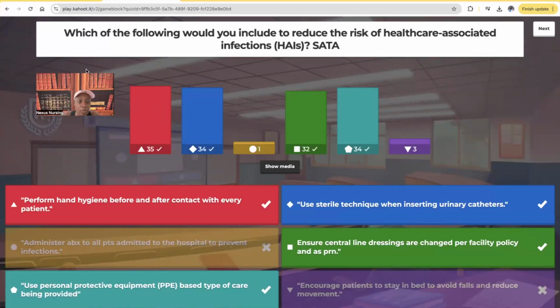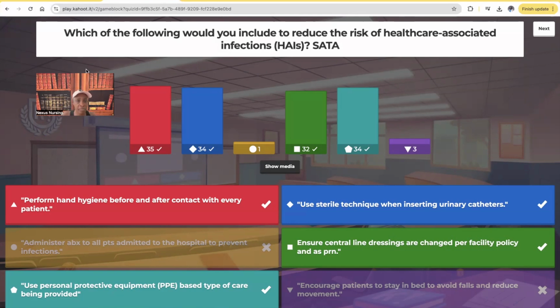Perform hand hygiene before and after contact with every patient. That's right. We're not trying to bring one patient's pathogens and microorganisms to the next. Very good. Next, use sterile technique when inserting urinary catheter. Absolutely, because guess what? As you're inserting that urinary catheter, you can also be inserting what? Pathogens into that patient. You don't want to be the one to give that patient infection.